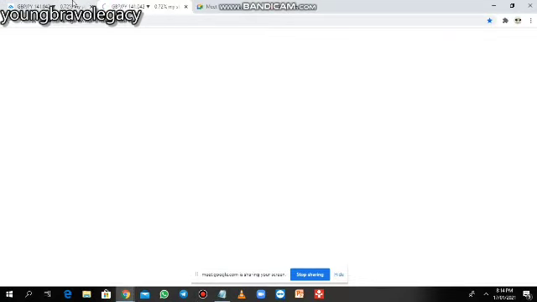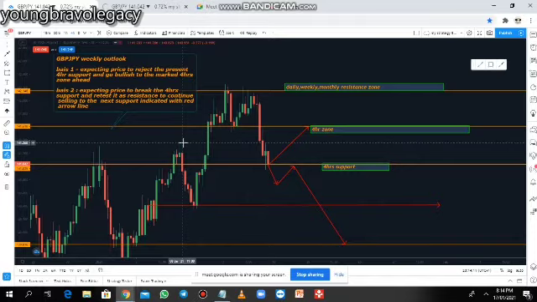Let me open a duplicate tab because I want to keep this on my laptop, because that's my currency pair. So I have to keep this on my laptop.